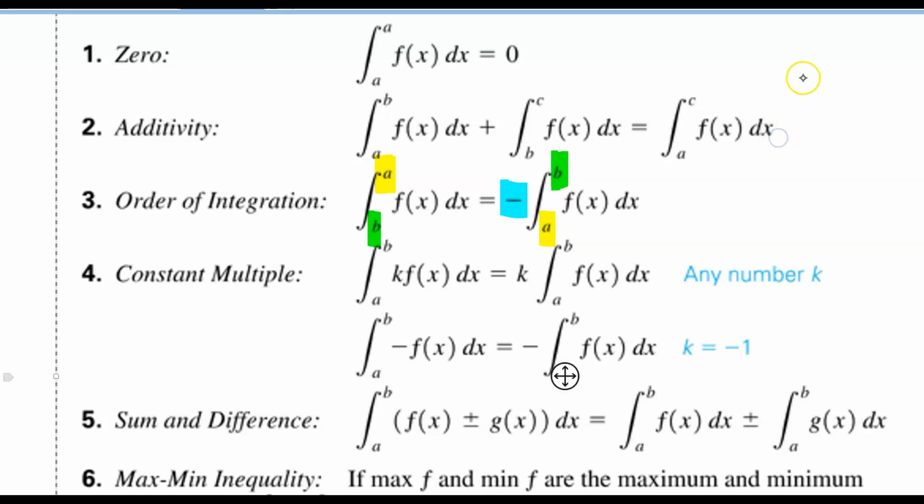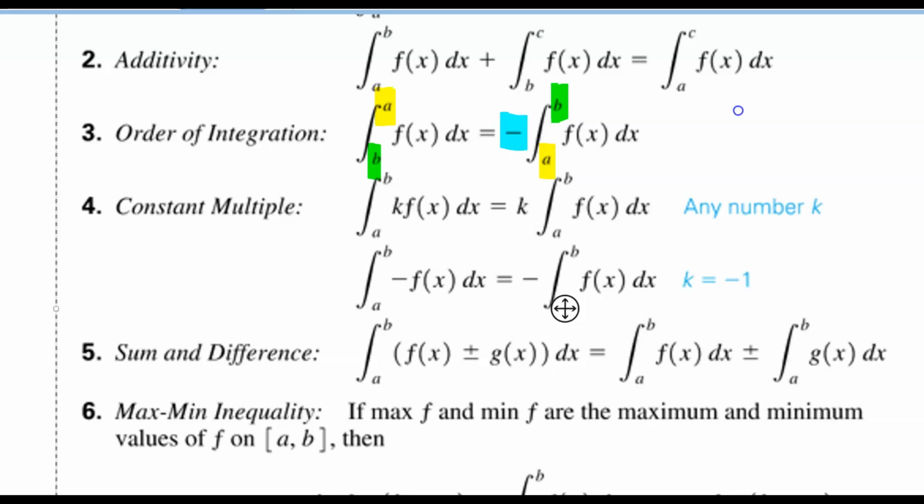All right. The constant multiple: if you multiply by a constant right in the front, just like that, k, well, you can factor it out. So if you know the integral from a to b of f of x dx, you just multiply it by k then. All right. Same thing goes if you have a negative number. So you can pull out that negative number. So k can be any constant and it could be a negative.